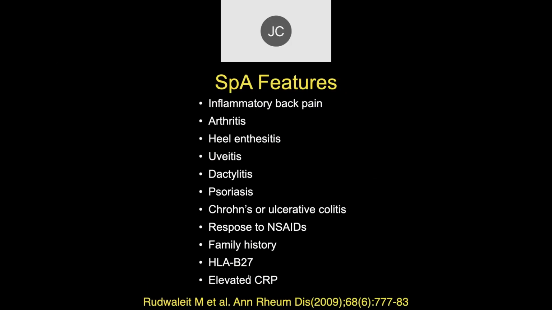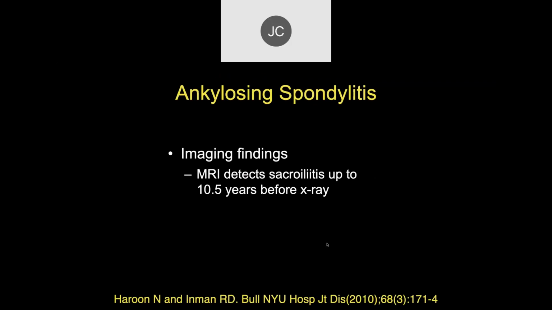And these are the other features you can look for: just inflammatory back pain, but other areas of arthritis. They can get heel enthesitis, you can get uveitis, dactylitis in the fingers, a lot like psoriasis. You can actually have psoriasis associated with it. Crohn's disease or ulcerative colitis. It tends to respond to NSAIDs, has a family history, elevated CRP, and the treatment really is TNF-alpha inhibitors in this day and age, which really stop the progression of the disease. It's expensive, but it stops it.